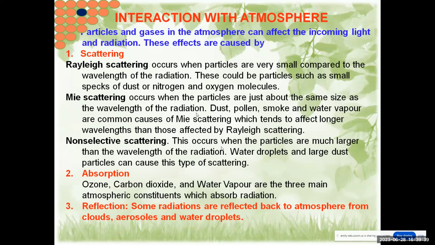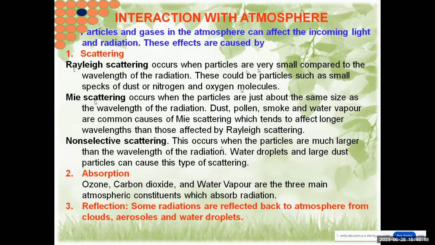The first one is Rayleigh. It occurs when the particle size is very small compared with the wavelength. It means the wavelength is high and the particle size is very small. At that time, Rayleigh scattering will happen. These could be particles such as small specks of dust or nitrogen and oxygen molecules. So in the atmosphere, if there are a large number of oxygen and nitrogen molecules, this scattering will happen.